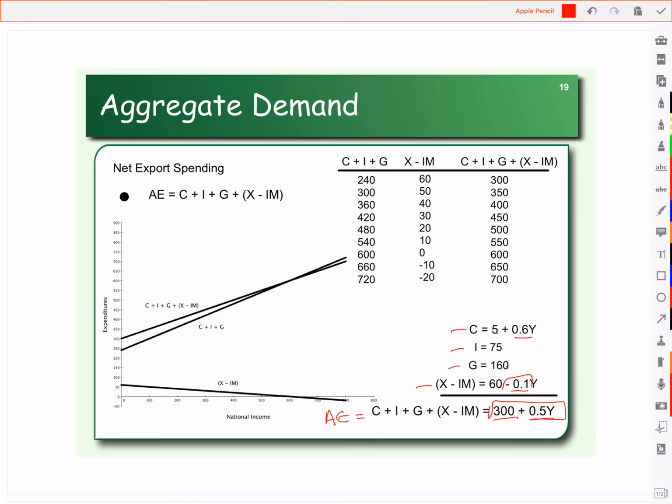So it changes the slope of our line to be 0.5 to represent the fact that for every dollar of income, 50 cents is spent on our economy. So we have to take the amount we're spending on goods and services and subtract those goods and services that are from another country. So we get aggregate expenditures are 300 plus 0.5 Y.